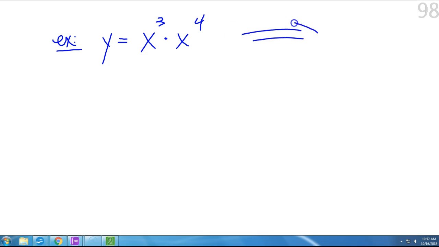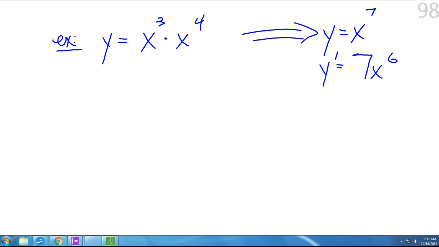So let's look at just a regular example. Let's say I gave you x to the third times x to the fourth. Well, if I combine those, that's really x to the what? 7. And what is the derivative of x to the 7? 7x to the 6th, right? So I want to show you why product rule is necessary before I just start teaching you what it is.